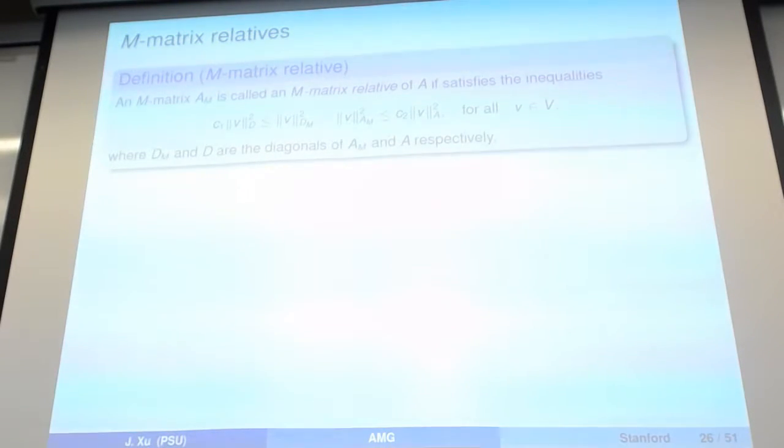The diagonal is going to be bigger than the original diagonal, not smaller, bounded above. But the entire matrix norm will be bounded by the original norm, the A norm. This is what I call the M matrix relatives. So when I say stiffness matrix, you have positive diagonal, right? Then you have off diagonal, maybe positive, maybe negative, okay?